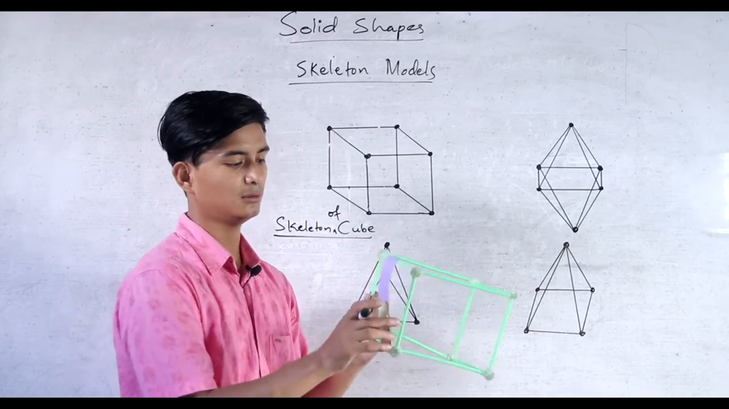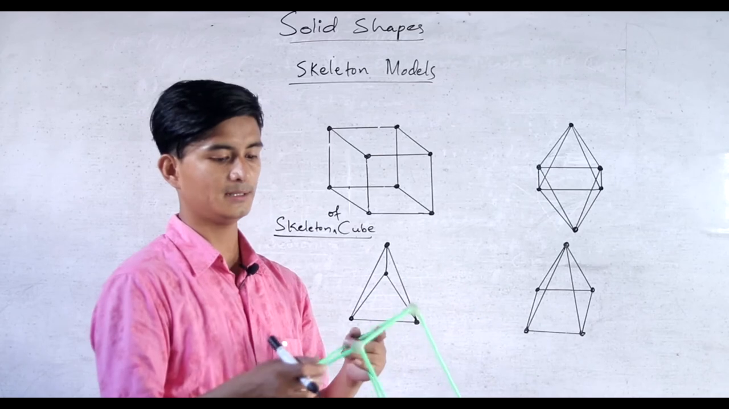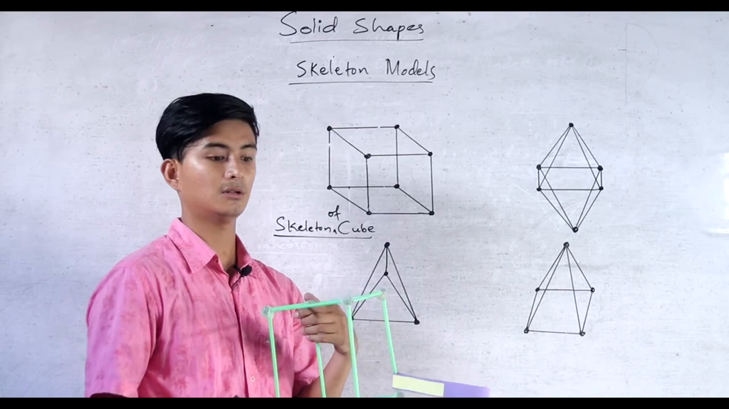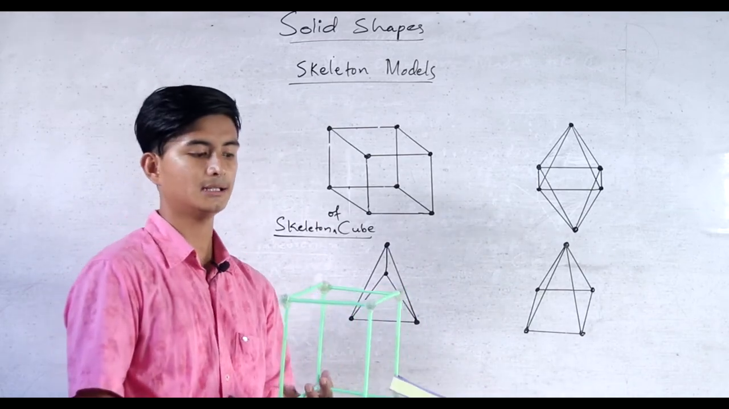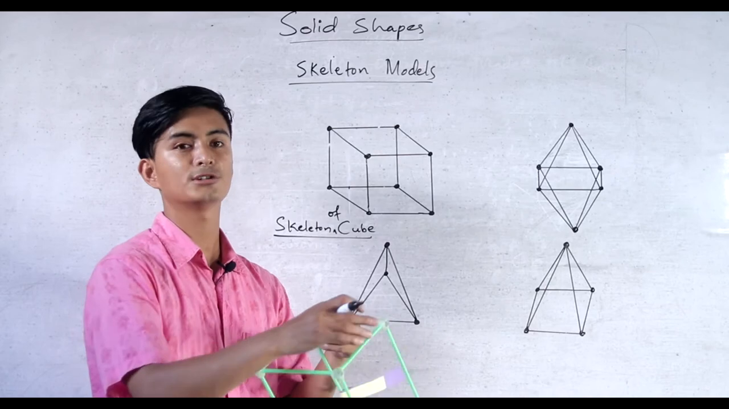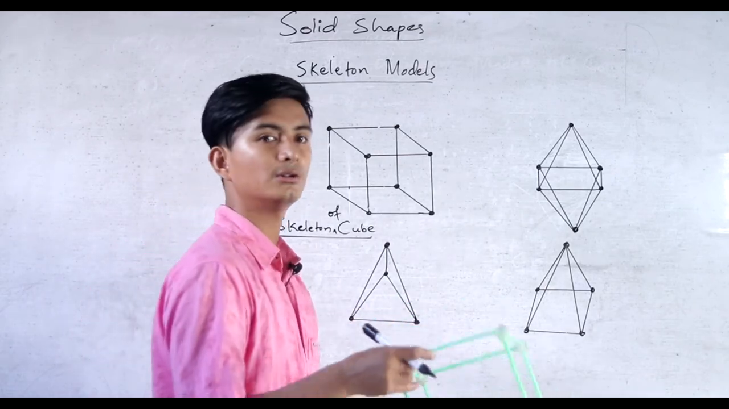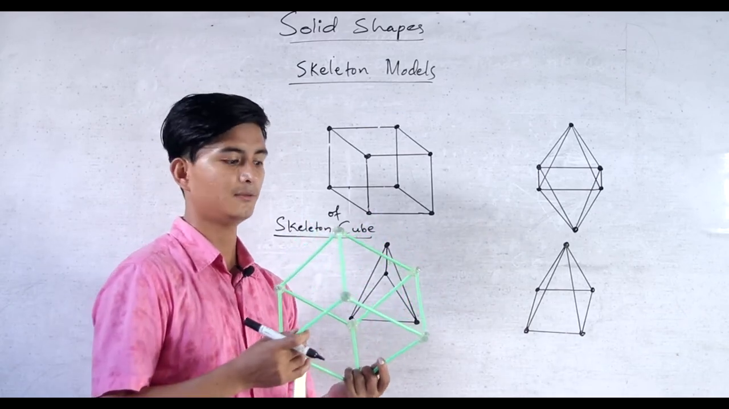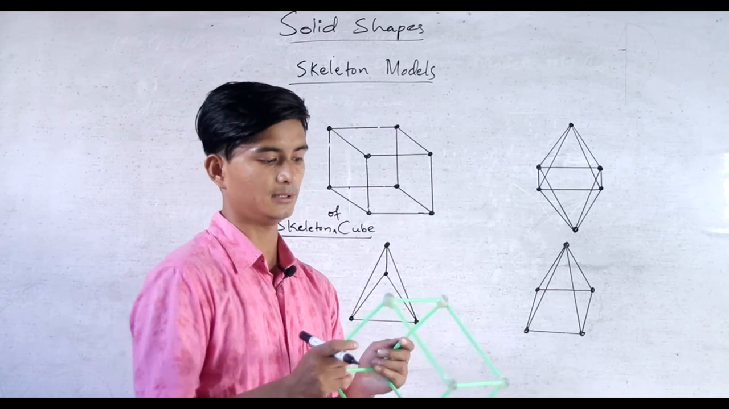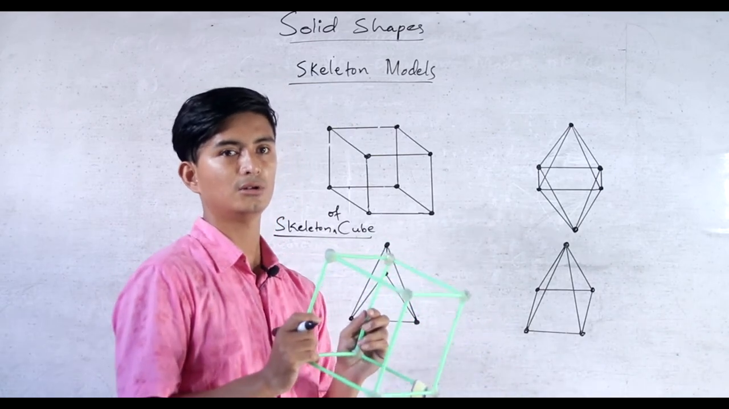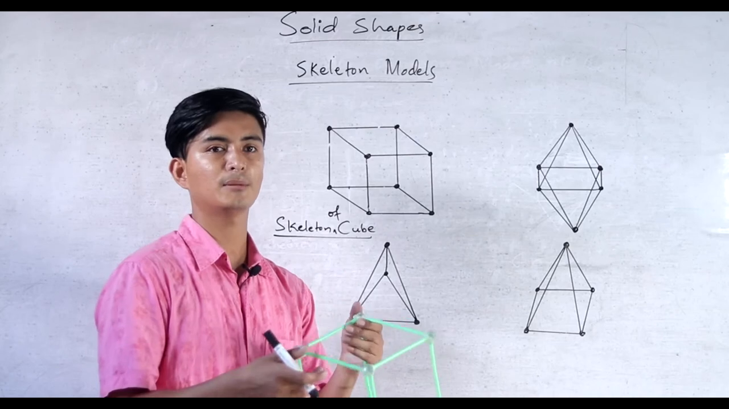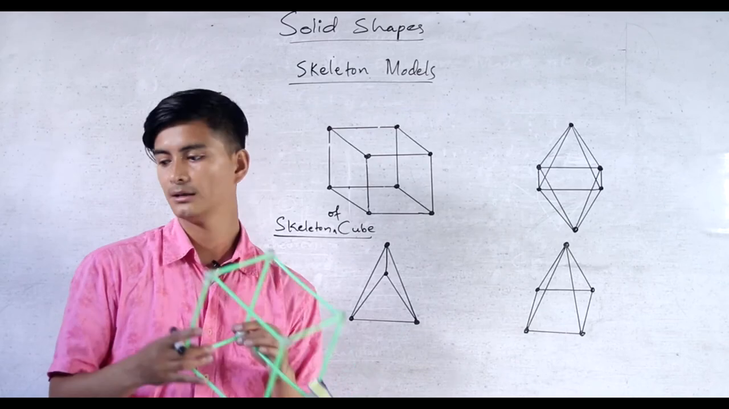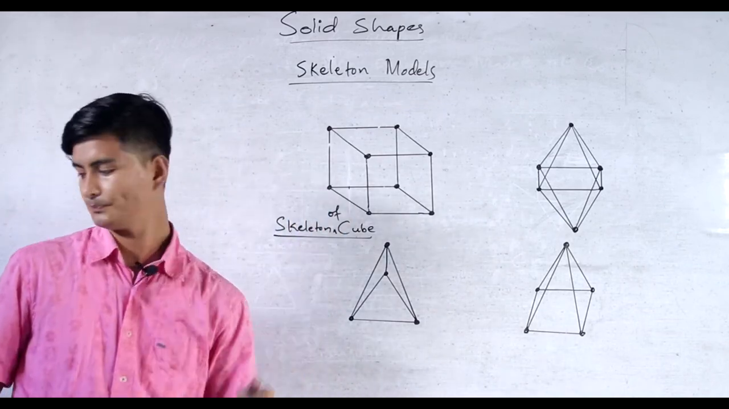Okay, I made this with the help of this straw. You can draw like this, and it is called a skeleton model of a cube. Why skeleton model? When you have just a frame of the cube, what is this? This is a frame. You can place a surface over it and make it a cube, but this is only a skeleton model. It's just a frame that has been made, so that's why it is called a skeleton model. Okay, so this was the cube.